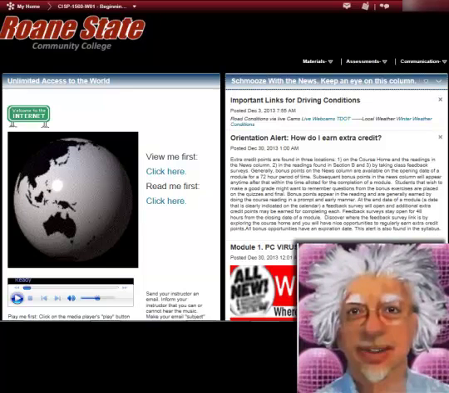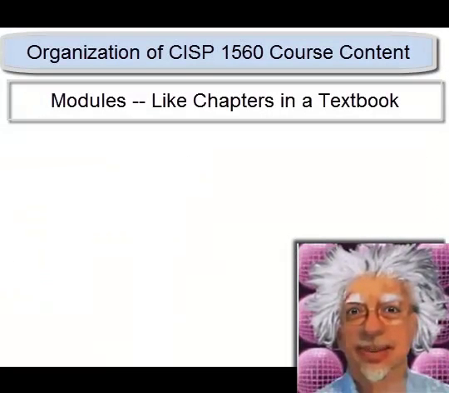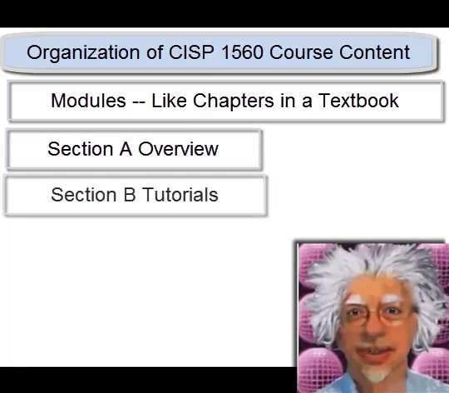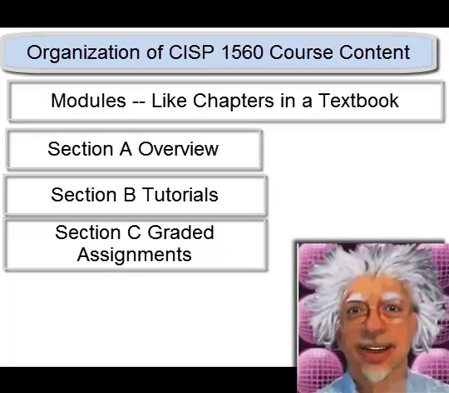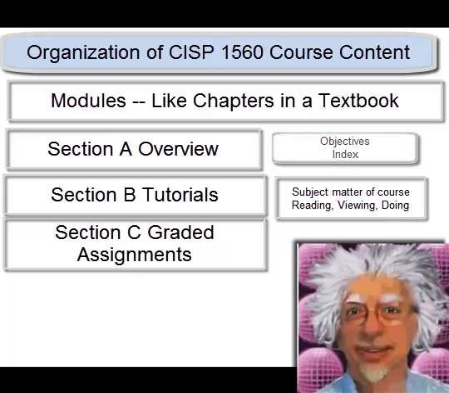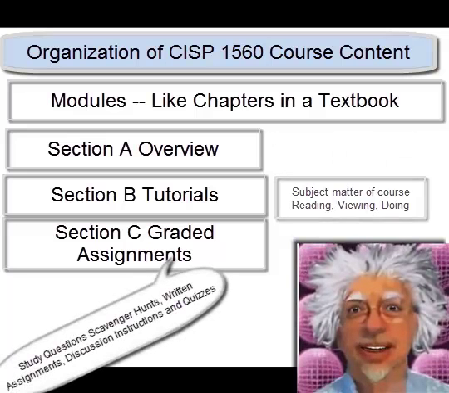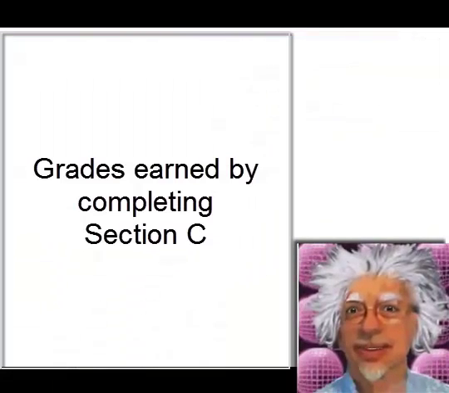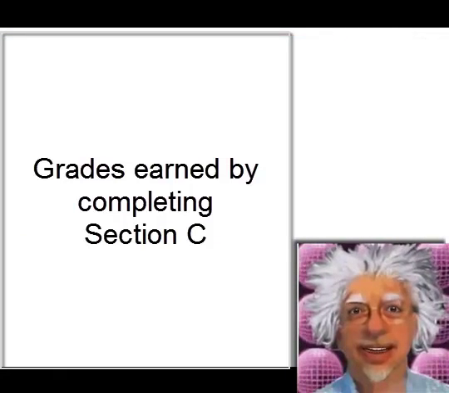Modules, similar to a chapter in a textbook, have a name and are numbered consecutively. Each module has 3 sections: Section A, Overview, Section B, Tutorials, and Section C, Graded Assignments. The Overview section provides module objectives and an index of materials to read or view. The Tutorials section provides the text and video materials for the module. The Graded Assignments section contains study questions, web quest, writing assignments, instructions for discussion projects, and quizzes. With the exception of study questions, all assignments in that section have a grade associated with them.